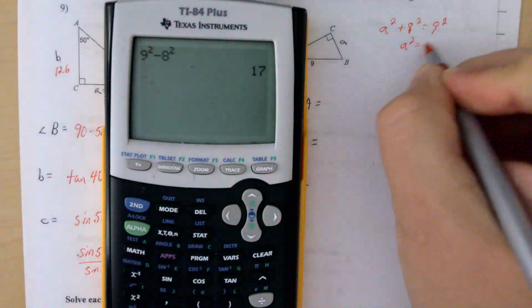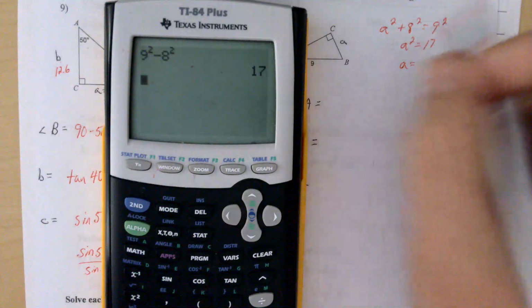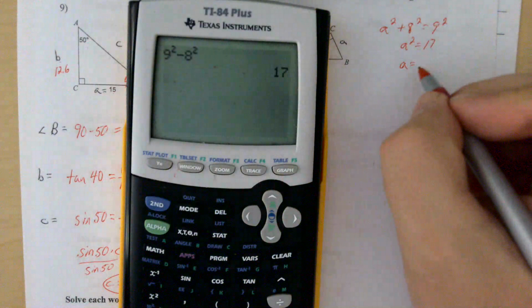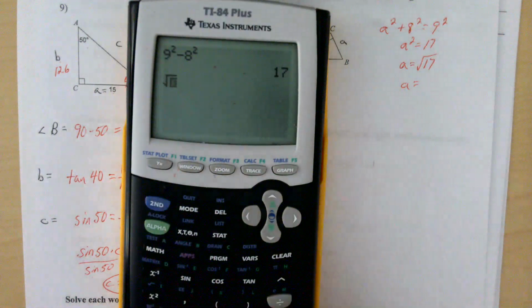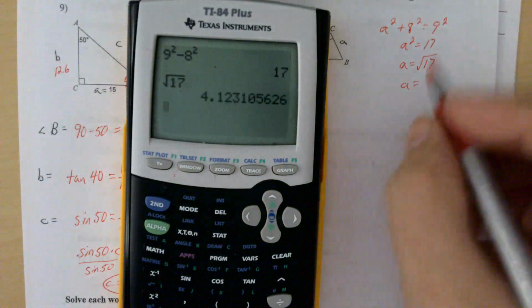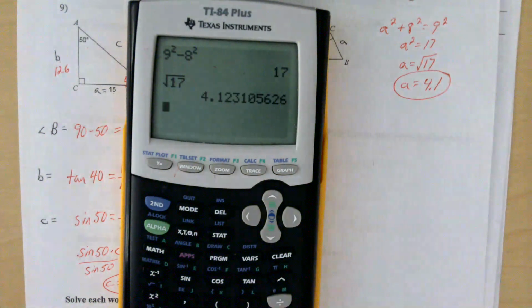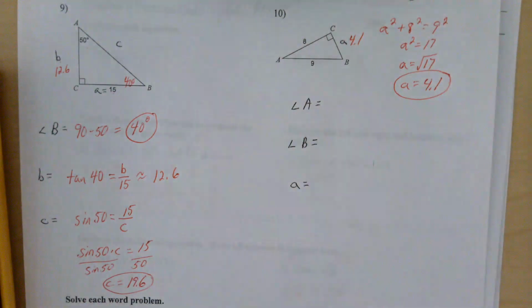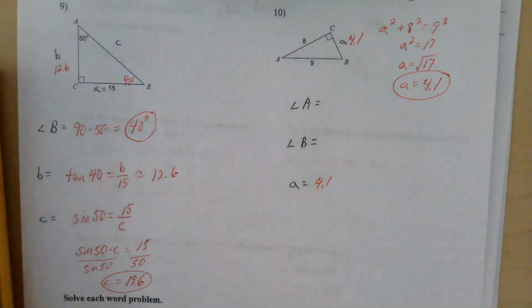So A squared equals 17. This isn't going to work out. I don't want a decimal. Actually, I do want it. That's right, because we're not setting up the trig ratio for this. We do want to ask the calculator, hey, calculator, what's the square root of 17? And it says, hey, it's about 4.1. Okay, so A is 4.1. 4.1 inches, whatever you're dealing with. In this case, I don't have a unit, but 4.1 units.